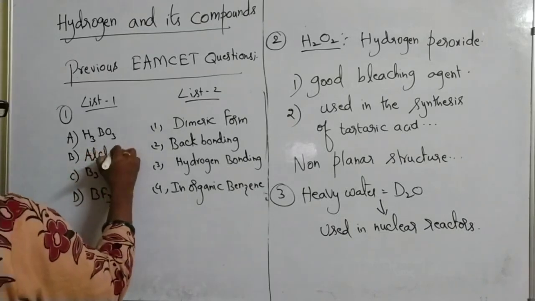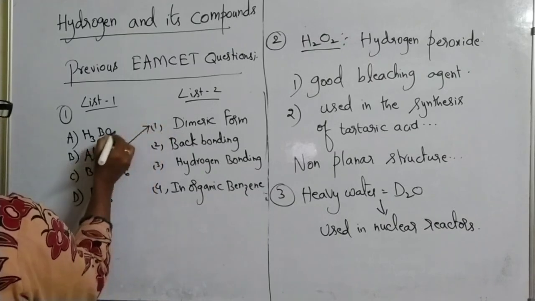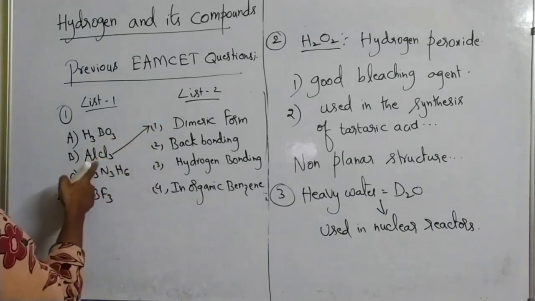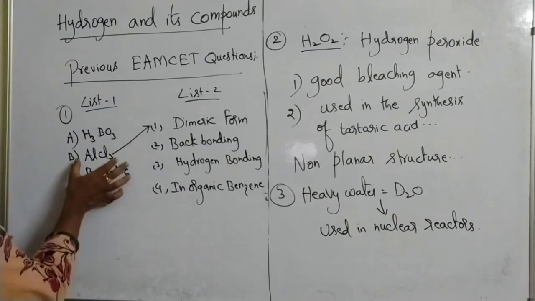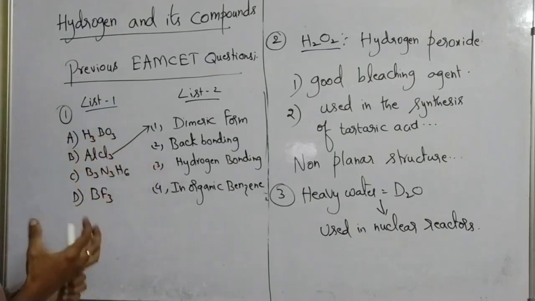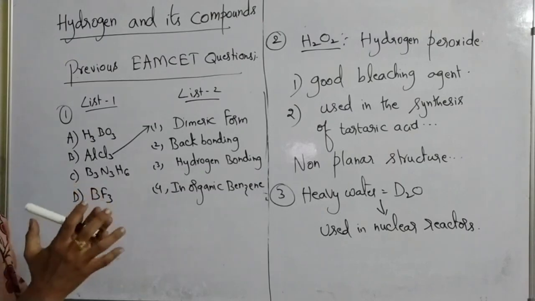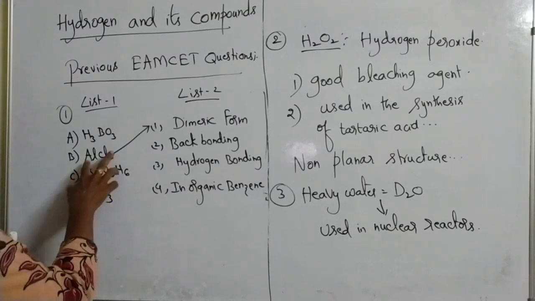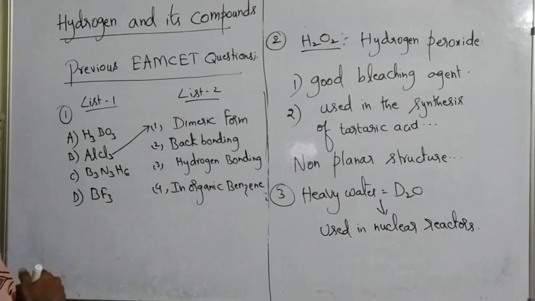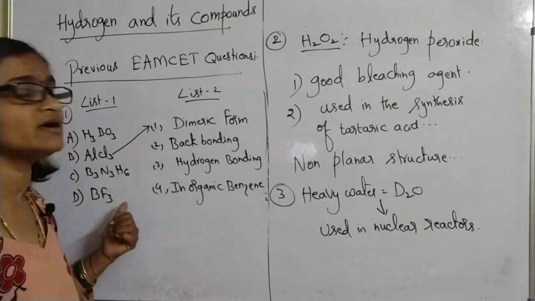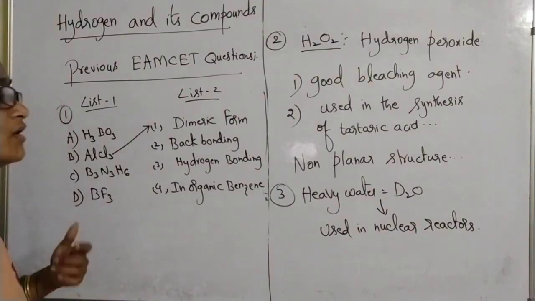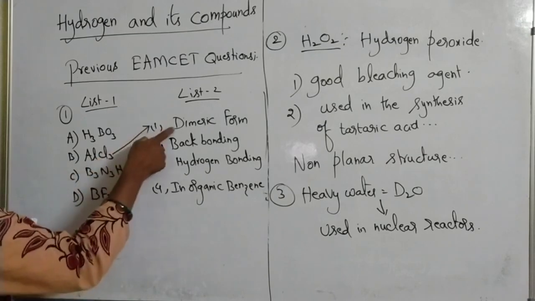AlCl3 can exist as Al2Cl6. Okay, so it can exist in the form of a dimer. Dimer means, I think you have an idea. If two substances combine with each other to form a big molecule, then it will be existing in the form of dimer. A single substance is called as what? Monomer. Whereas if two substances are joined, you call it as what? Dimer. Okay, so AlCl3 exists as dimer.